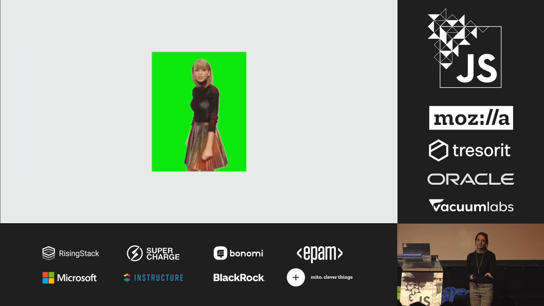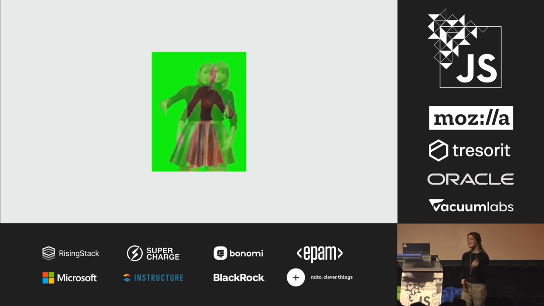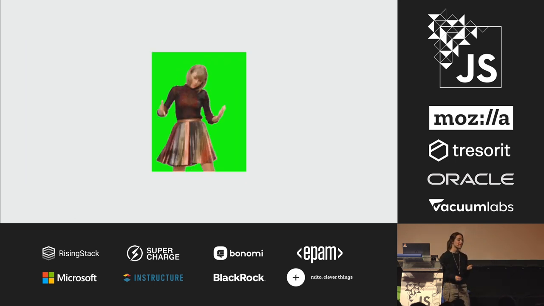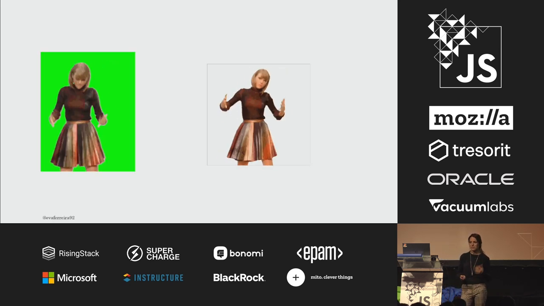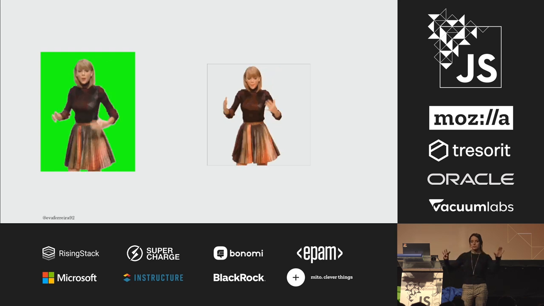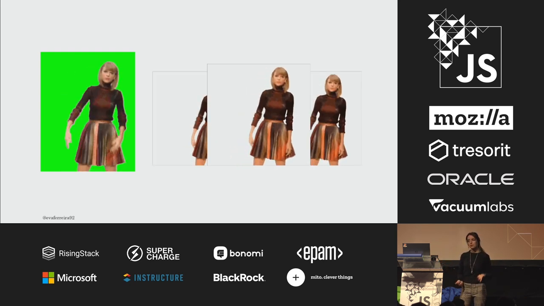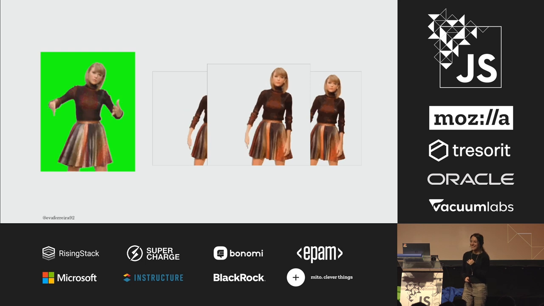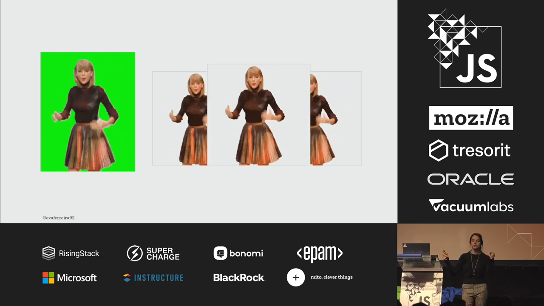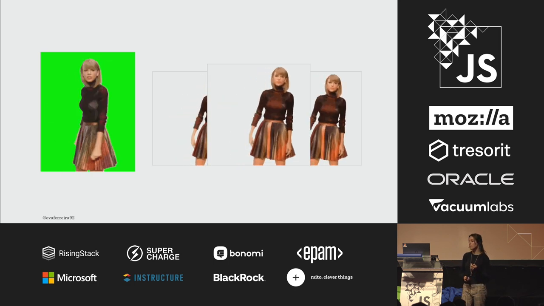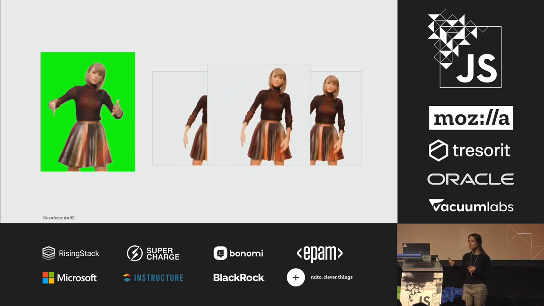I'm not going to dance. That would be awkward. Taylor Swift is dancing. So we are going to grab this gif of Taylor Swift, and we are going to remove the background. And then we are going to copy Taylor Swift. So now we get three Taylor Swifts. I also shrank the two other Taylor Swifts, so it gets a nicer effect, but you don't really need to do that.